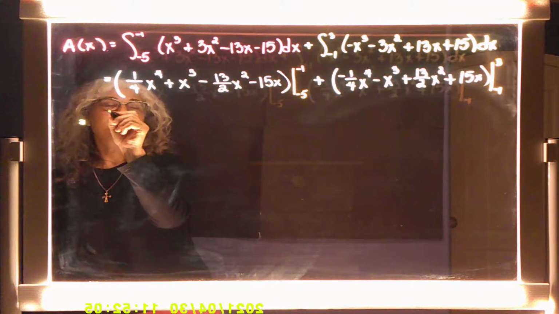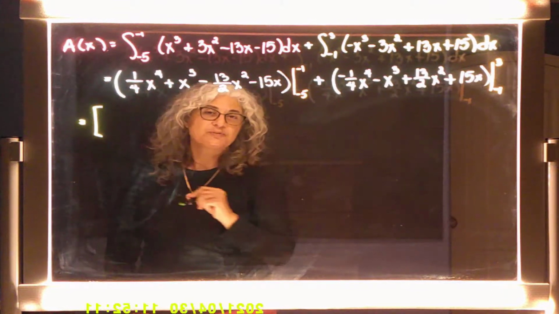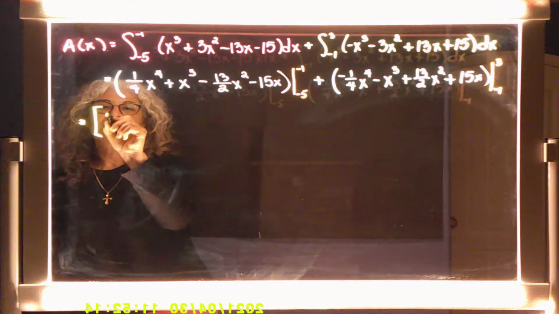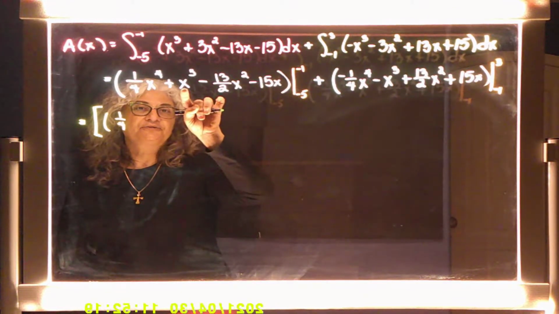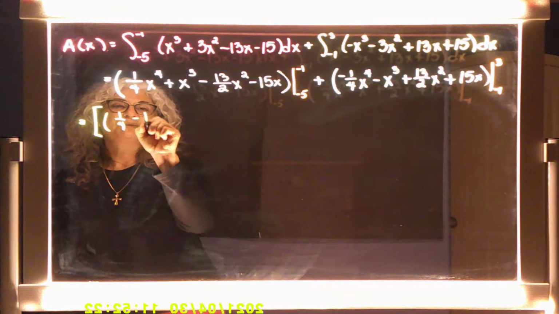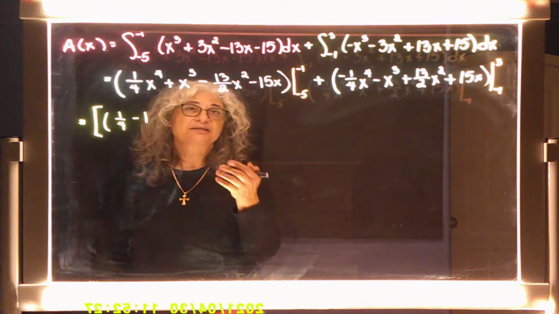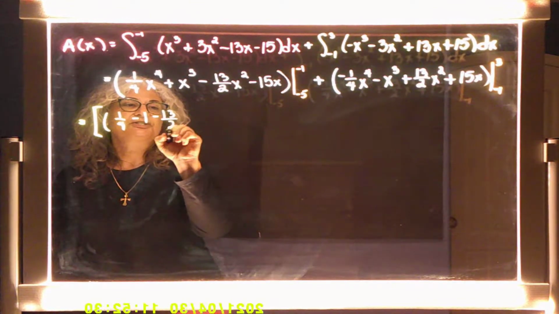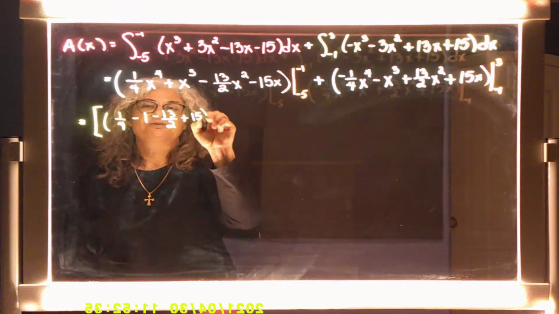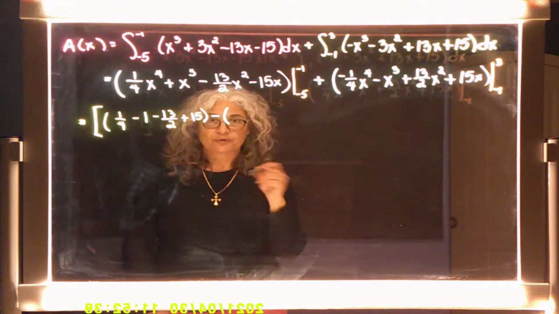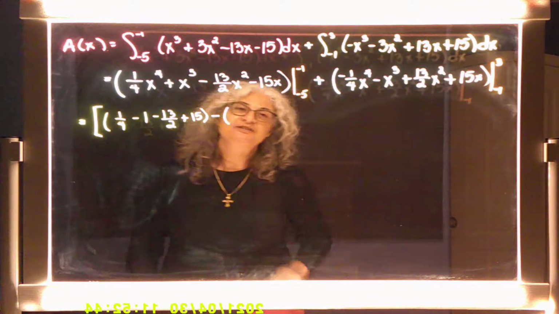All right, so we're going to take it slow. So I'm going to plug in the -1 first. So -1 to the power of 4, gratefully that's a positive one. So 1/4. -1 to the power of 3 is a -1, so that's going to be -1. -1 to the power of 2 is a positive 1, so that's still going to be minus 13 over 2. -1 times a -15 will give me a positive 15, right? And then I'm going to subtract when I plug in the -5. Agreed? All right. So -5 to the power of 4.